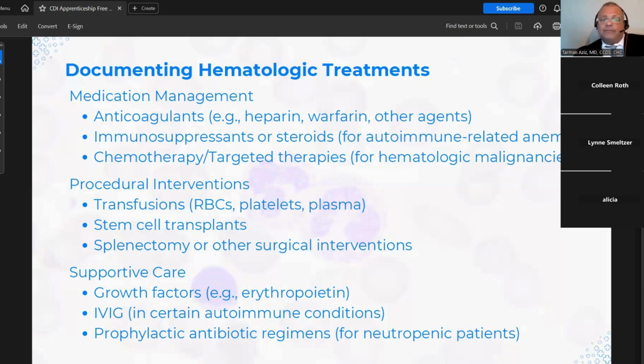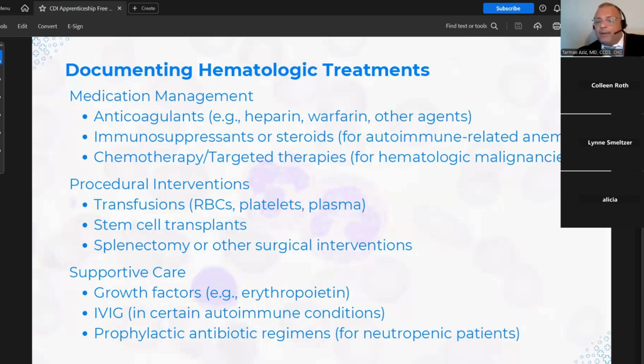The procedural interventions, of course, you might see transfusions of red cells for anemia. You may see platelet transfusions, cryoprecipitate transfusions, stem cells if the bone marrow has been wiped, you might see stem cell transplantation. And in some cases, if the spleen is too aggressively removing cells from the circulation, even a splenectomy might be indicated, although that's hopefully less common today than in the past, with the number of other means we have to treat these conditions today.